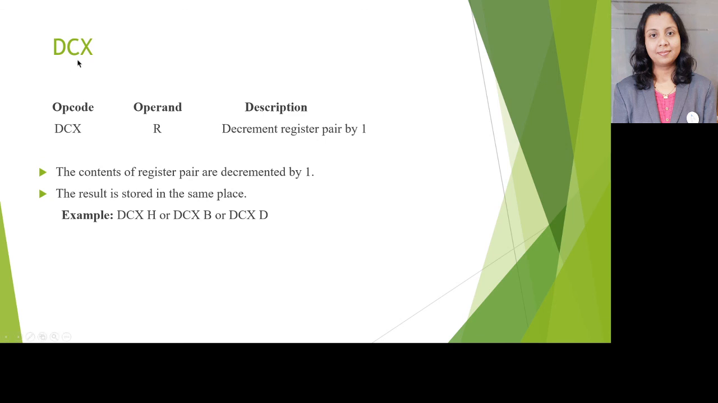Similarly, DCX, X means the register pair. The instruction decrements the register pair by 1. For example, DCX H means HL pair is decremented by 1. DCX B means BC register pair is decremented by 1. DCX D means DE register pair is decremented by 1.